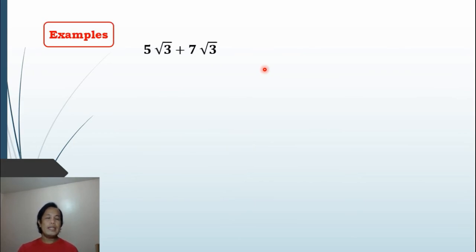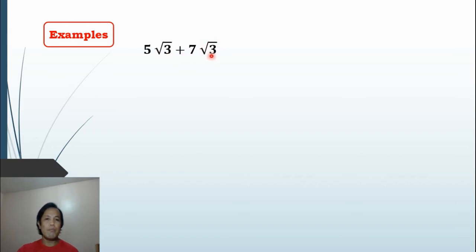For example, we are given these radicals. 5 square root of 3 plus 7 square root of 3. We have to take note, we evaluate first the index and the radicand. So here, in this example, our index is 2 since this is a square root. The index is not written, that means the index is 2. So we have the square root of 3 and another one we have the square root of 3.